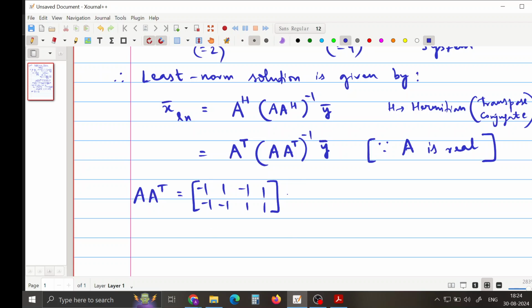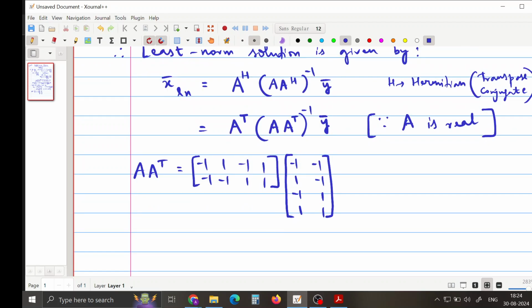So 4 rows, 2 columns. Okay, -1, 1, -1, 1, first column. Right, and -1, -1, 1, 1. Good. So yeah, it's simply exchanging the rows and columns.